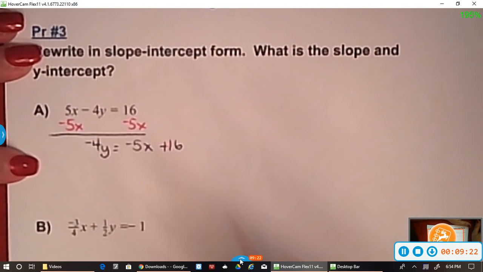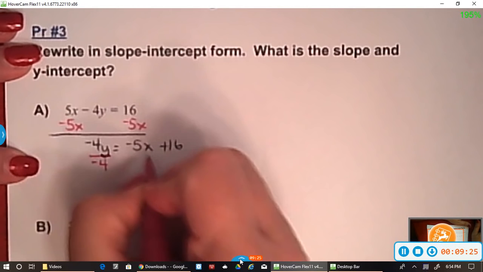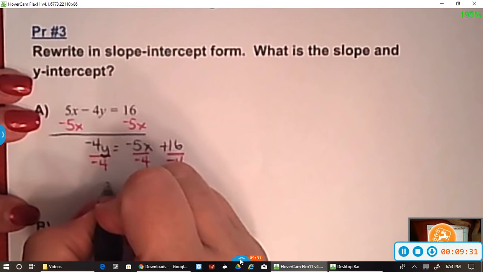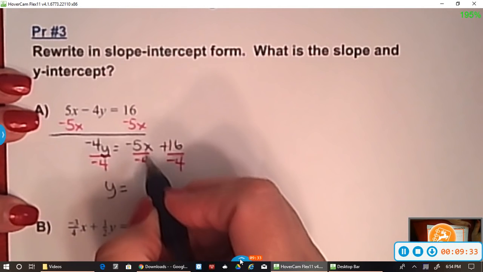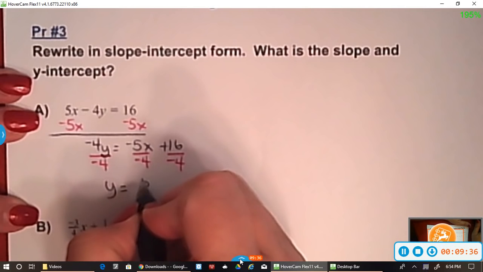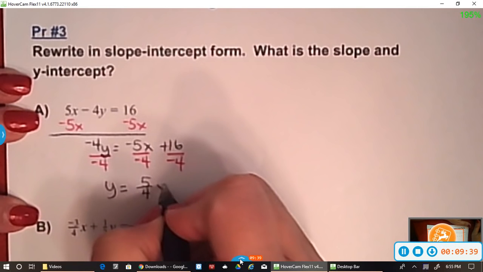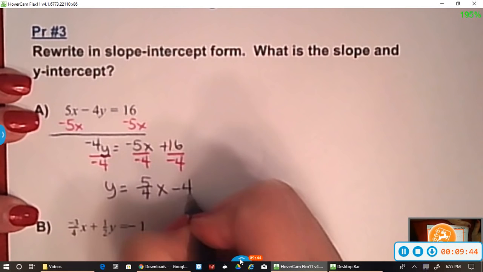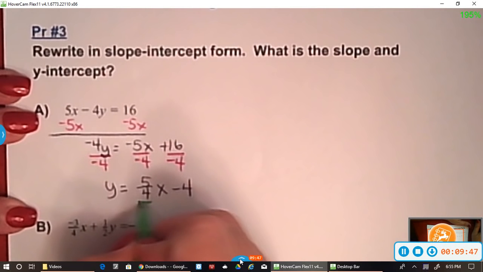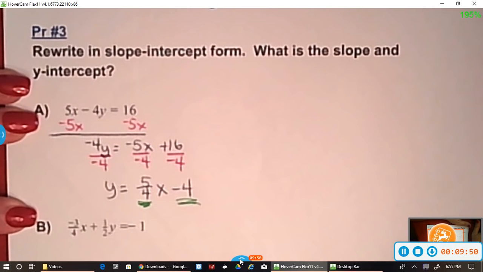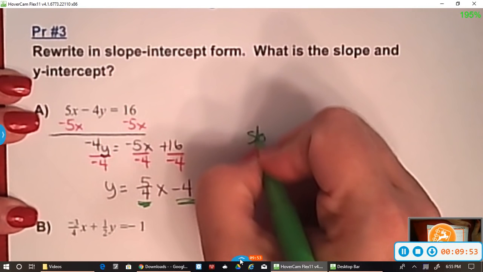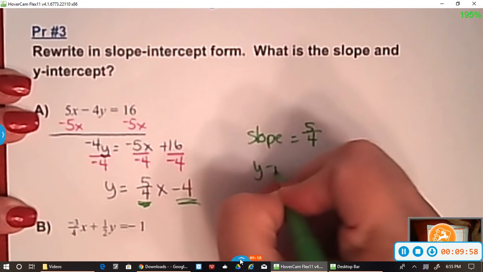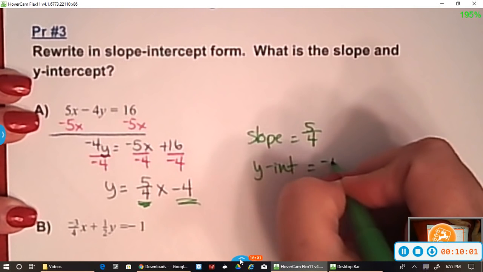Now I'm going to divide everything on both sides of the equation by -4. That way y is by itself. -5 over -4 gives me a positive 5/4 x. 16 divided by -4 is -4. So now, this is my slope, this is my y-intercept. So slope equals 5/4. Y-intercept equals -4.